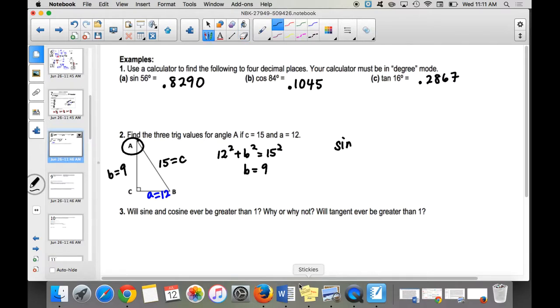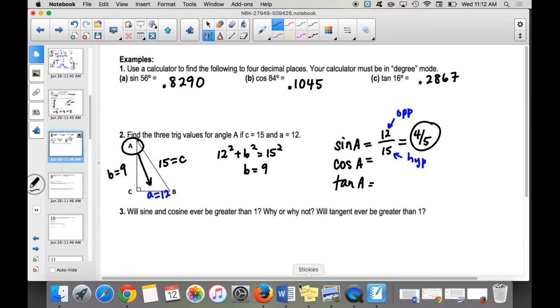So if I'm talking about sine of angle A, cosine of angle A, and tangent of angle A, let's figure out what they are. So sine of angle A is opposite over hypotenuse, right? So our opposite is little a, which is 12. Our hypotenuse is 15. So how does that reduce? Yeah, divide by 3, so we get 4 over 5. That's the trig ratio for sine. So sine of that angle is 4/5.